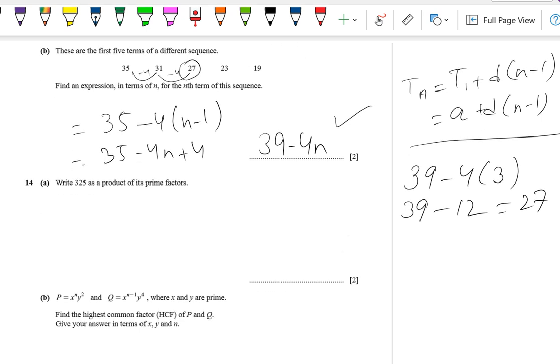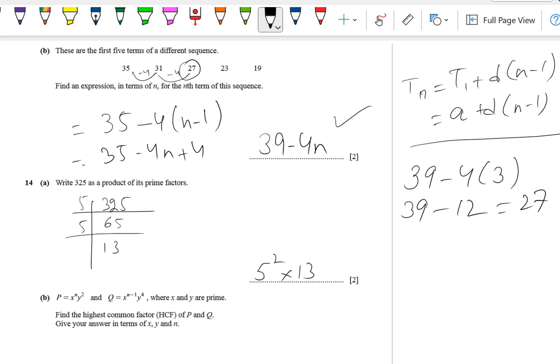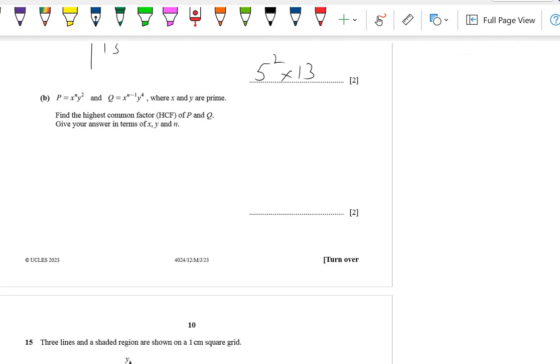325 adds the product of its prime factors. Okay, let's start with 5. 6 fives are 30. Again 5. 5 squared into 13 should be the answer. For HCF, the smaller power is actually your HCF.